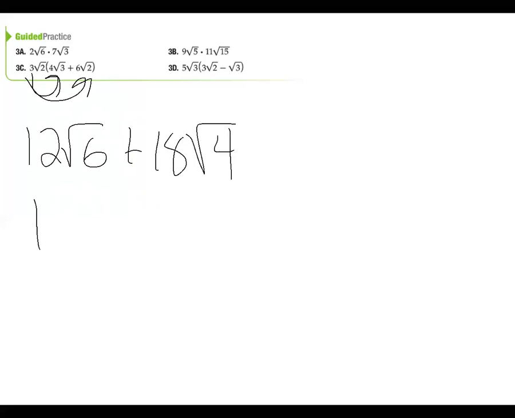All right, so you get 12 square root of 6 plus 18 square root of 4. Square root of 6 has no perfect square factors.